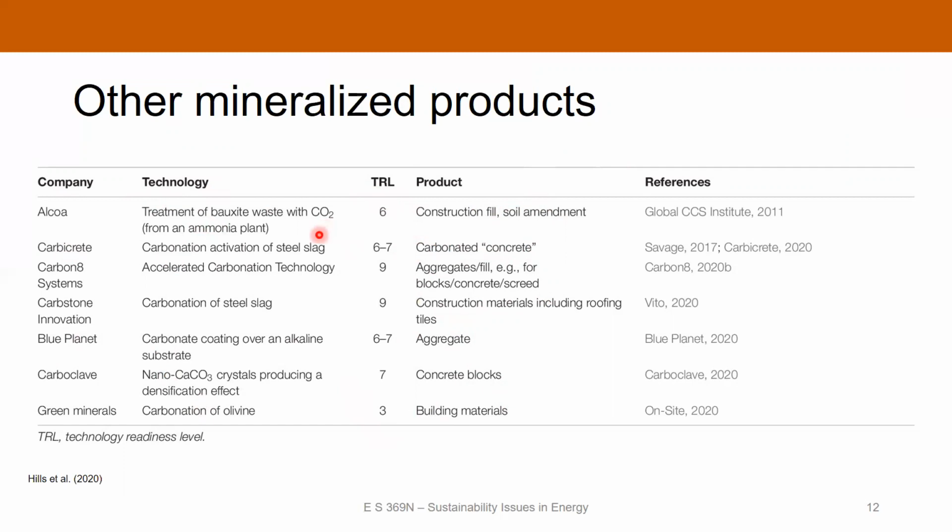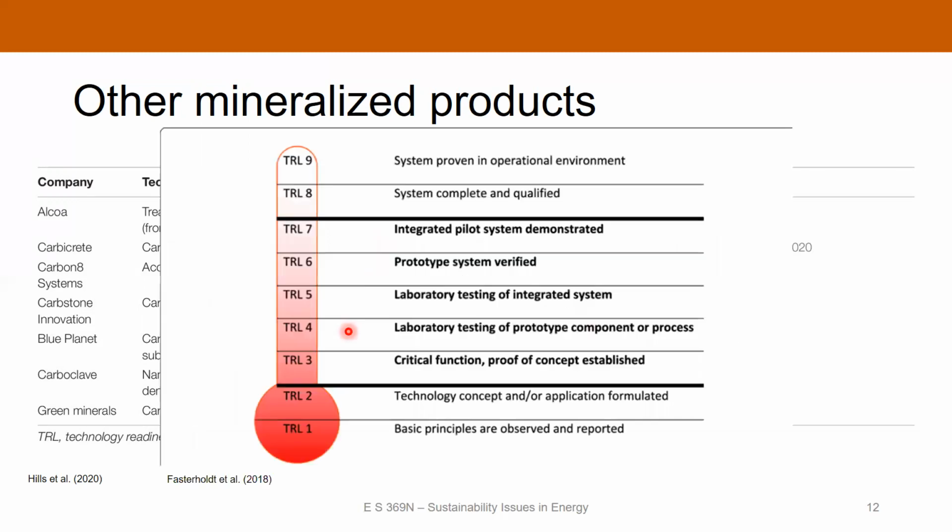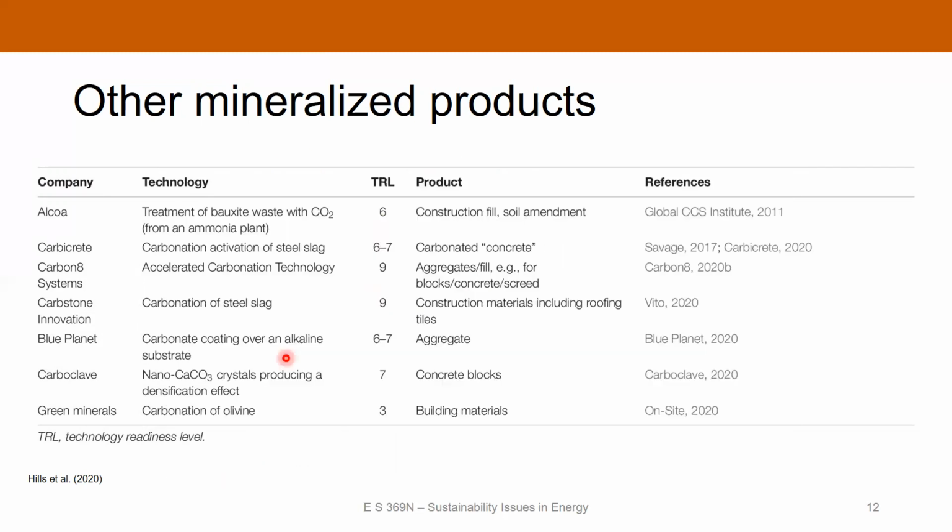So just to flash up what these numbers mean, a lot of these are in the 6 to 7 range. This scale was originally defined by NASA, but basically if you're at TRL 6 to 7, you've got a verified prototype system and an integrated pilot system. TRL 9 is the highest level: you're proven in an operational environment. TRL 3 is proof of concept. So that's generally what we're looking at here.